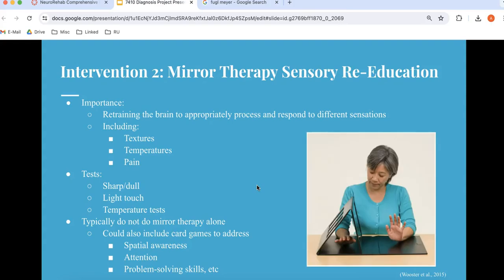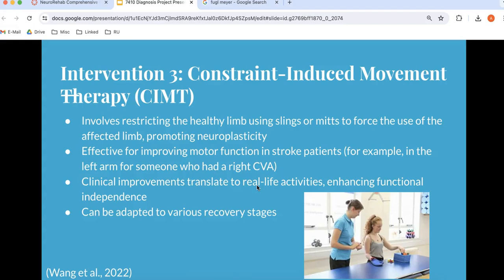Our second intervention is mirror therapy sensory re-education. The importance is to retrain the brain to appropriately process and respond to different sensation, which includes textures, temperatures, and pain. So you would do the sharp dull test, the light touch test, and the hot cold test on the mirror, and this typically is not done alone. So you could also include doing card games to address spatial awareness, attention, and problem-solving skills.